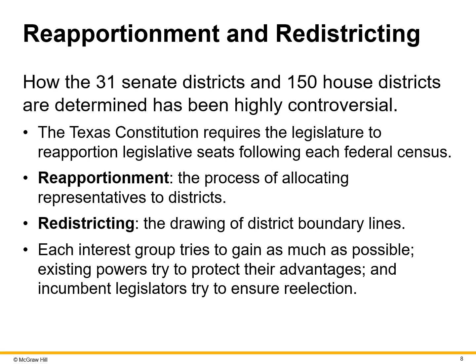Each interest group tries to gain as much as possible, existing powers try to protect their advantages, and incumbent legislators try to ensure re-election.